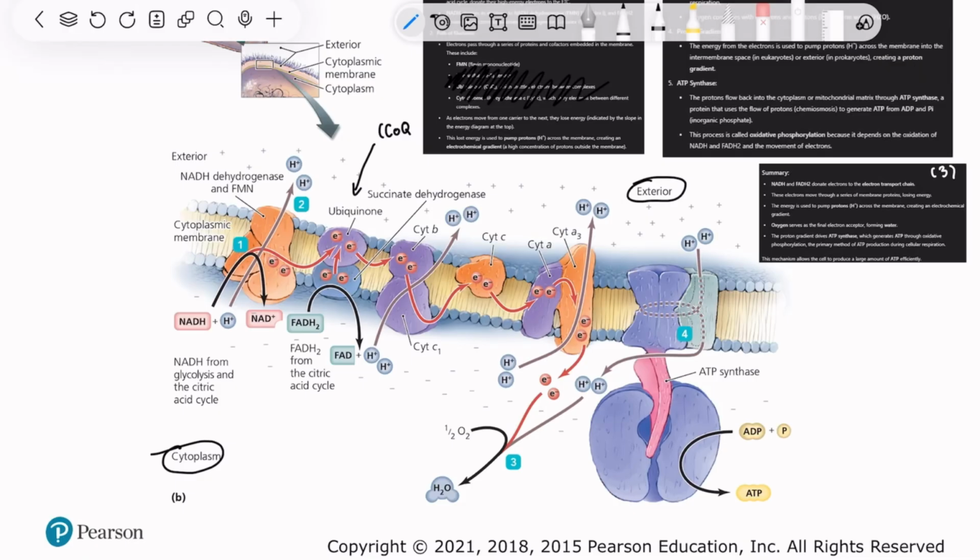So here's a summary of the video. NADH and FADH2 donate their electrons to the electron transport chain. These electrons move through a series of membrane proteins, and they lose energy in the process. Oxygen serves as the final electron acceptor, forming water. And then finally, the proton gradient drives ATP synthase, which generates ATP through oxidative phosphorylation, the primary method of ATP production during cellular respiration. So this mechanism allows the cell to produce a large amount of ATP efficiently.